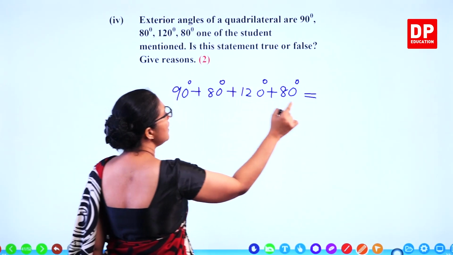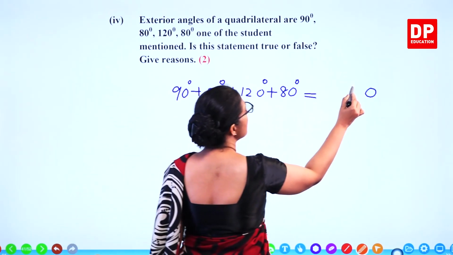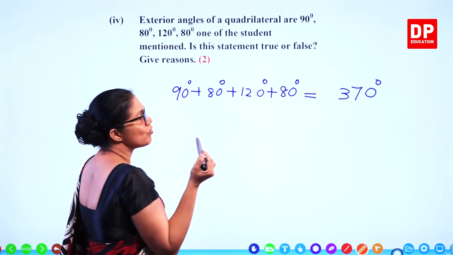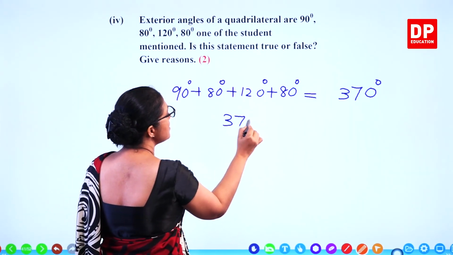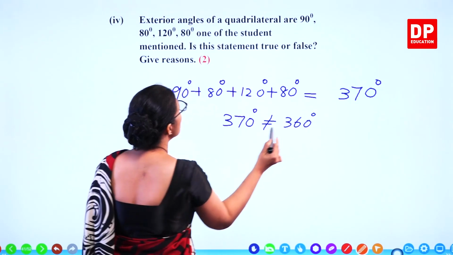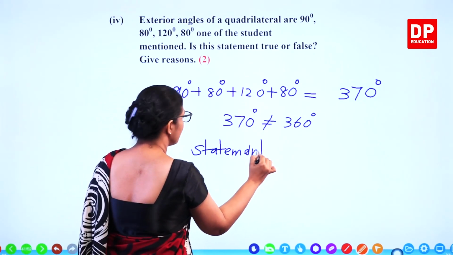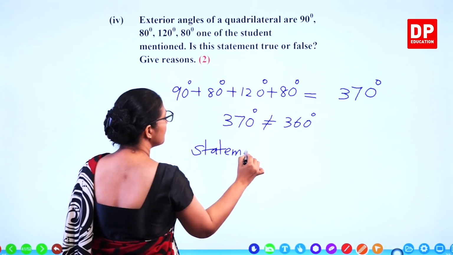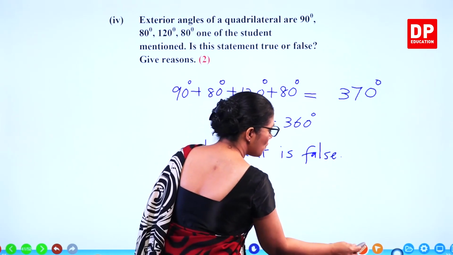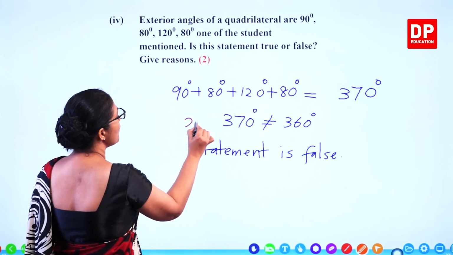Let's see the total. 0, 8 and 2, 10, 18, 27. 2 remaining, and this is 370. So that's wrong. So 370 is not equal to 360. So the statement is false, because the sum should add up to 360. So you get 2 marks for that.